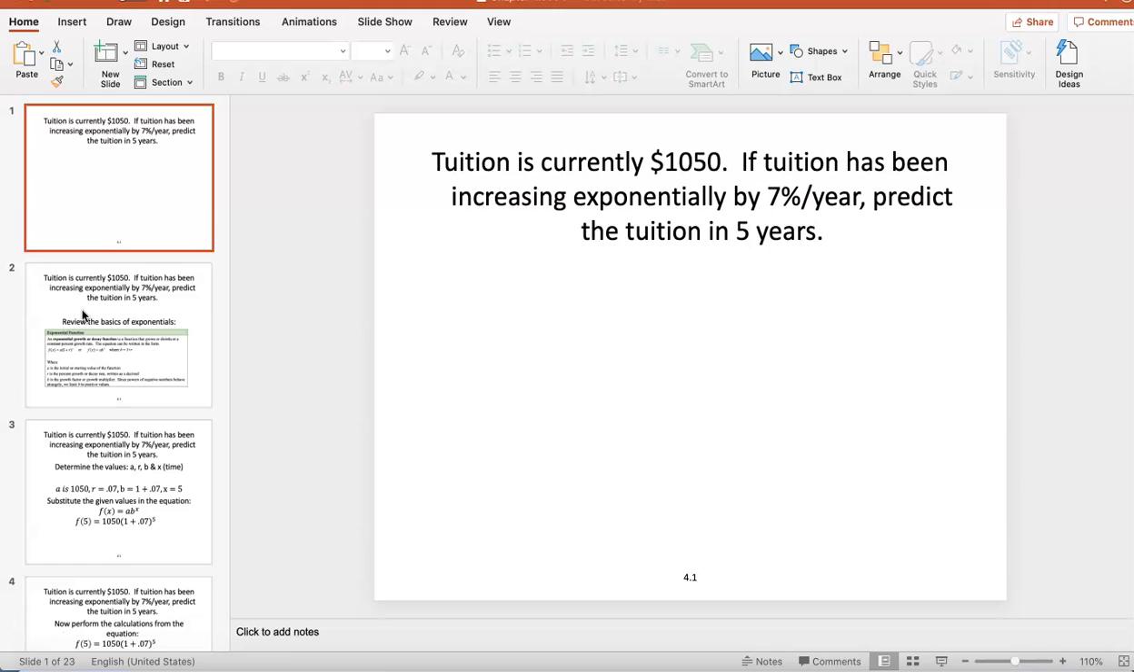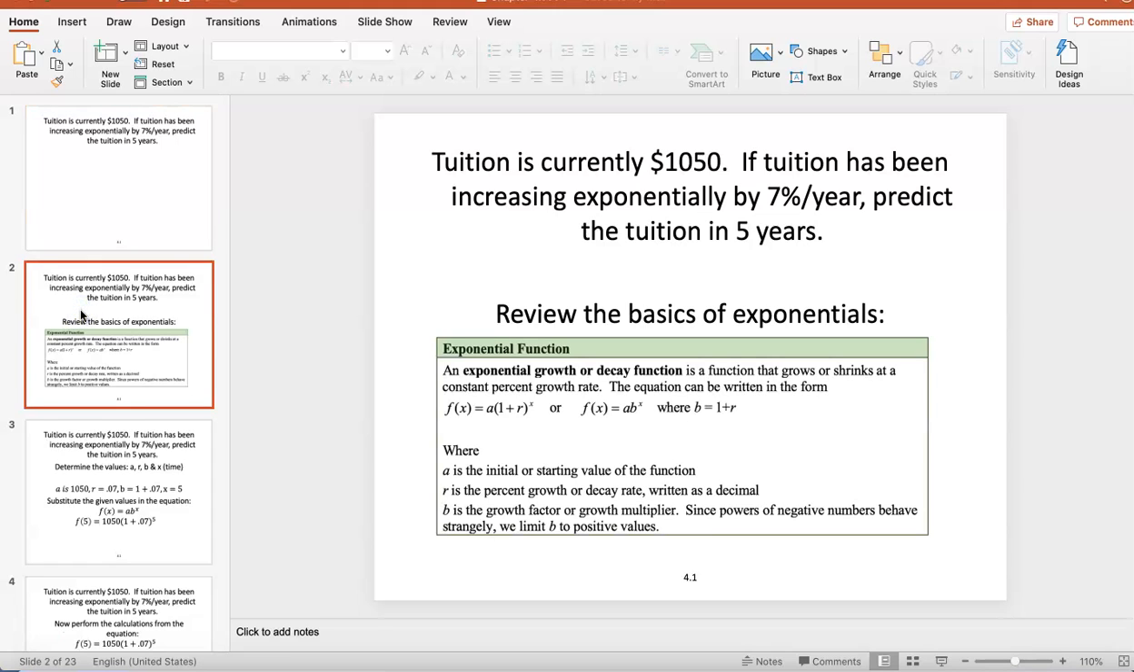Okay, let's look at the problem, go through it. Ms. Carr's worked these out. Tuition is currently that. That's just the problem itself. Review the basics of exponentials. Exponential growth and decay is a function that grows or shrinks at a constant rate. The equation can be written in these forms.